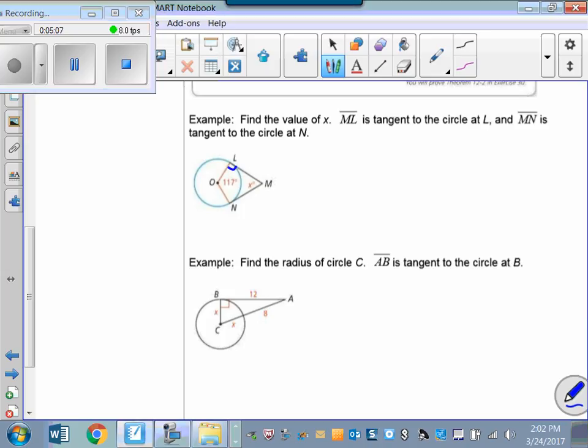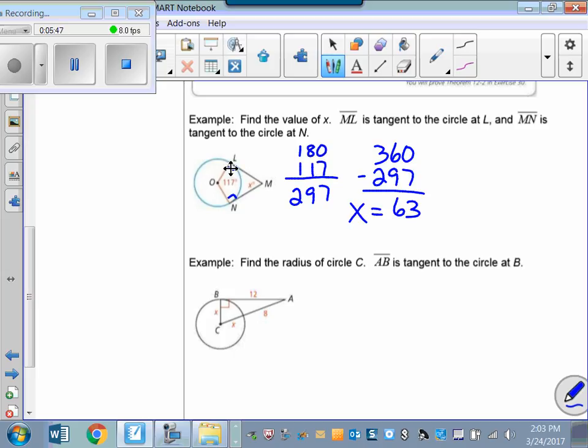So because of the theorem that I just had, I know that those two angles there are right angles because the tangents are perpendicular. Okay, so what do we got? We have a quadrilateral, right? 1, 2, 3, 4 sides. So we know that the sum of all those interior angles is going to be 360. So the two right angles are 180. Then I got 117 for that other angle. So that's 297. So if I just do 360 minus 297, I should get the measure of x. That'd be 63. So x equals 63.